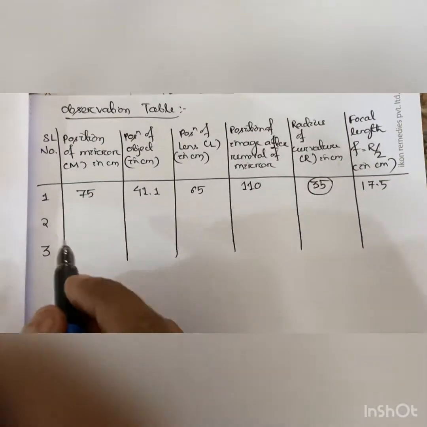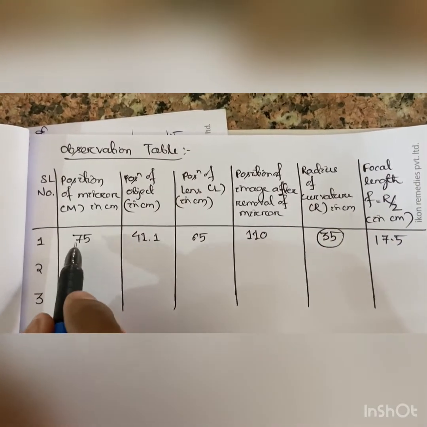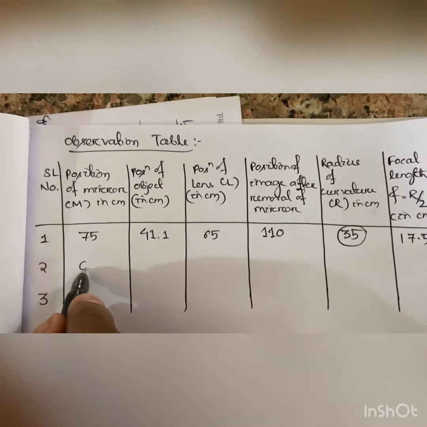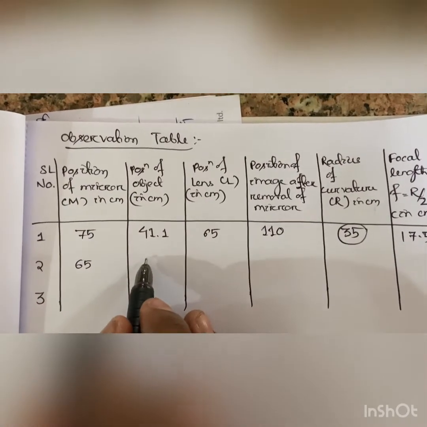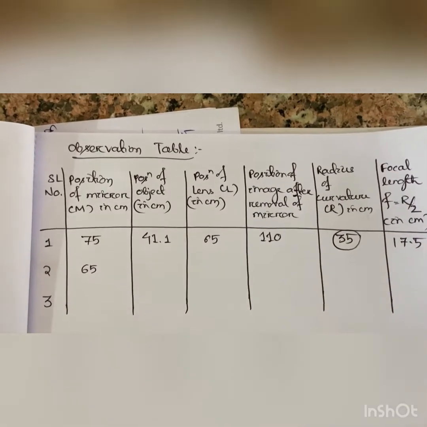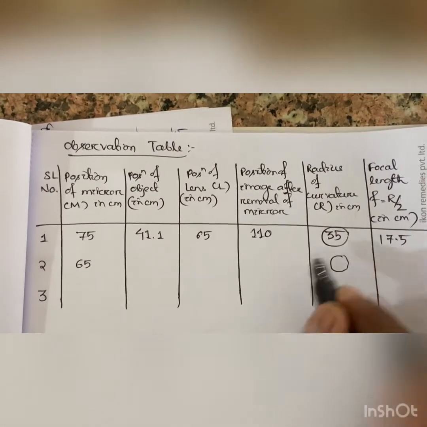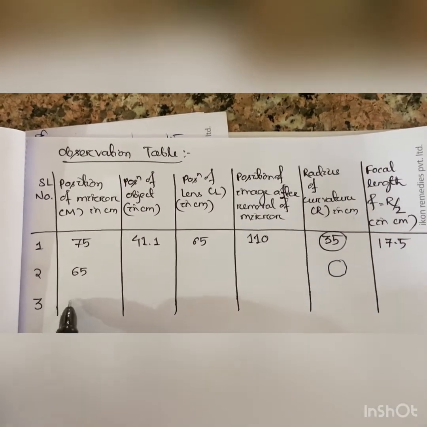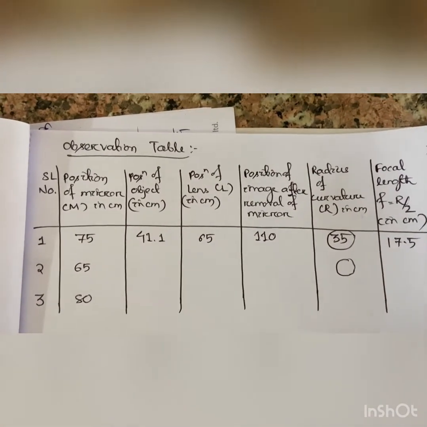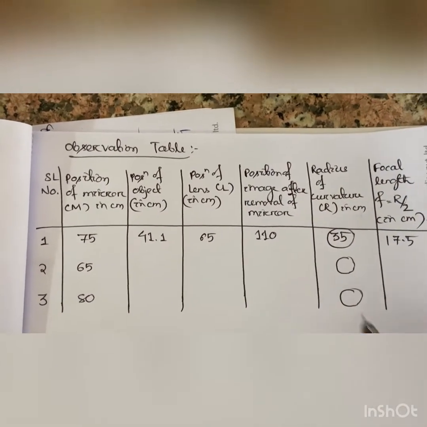So there are 3 observations to be made, right? By changing the position of the mirror. If we place the position of the mirror at, say, 65 centimeter, position of object will be different, position of lens will be different, then position of the image after removal of the mirror will also be different, and you will get another result of radius of curvature. Then again at 80 centimeter you place the mirror, so all of these positions will change and you will get another radius of curvature.